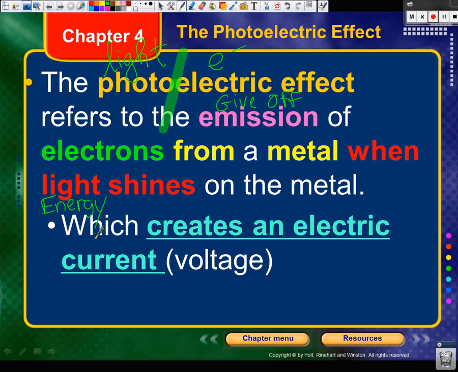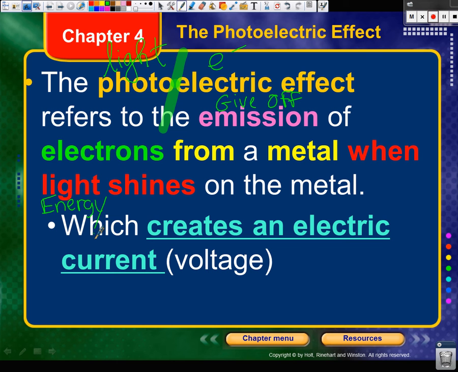Question somewhere. I mean, you're thinking of visible light. Again, you've got to think about it from a different perspective. Potentially, but it's not going to make it jump off now, because it doesn't have enough energy. Flashlights don't have enough energy to do that. Okay? Now, which creates an electric current.